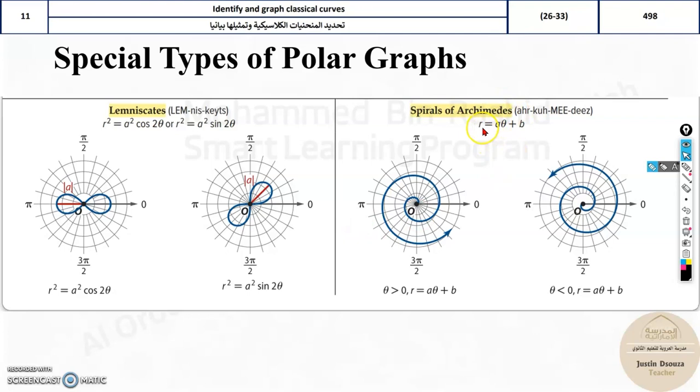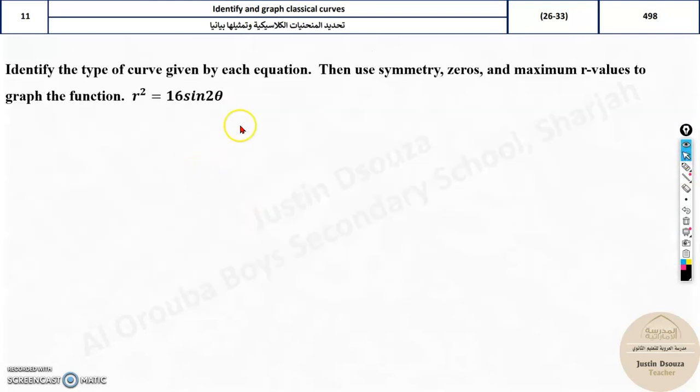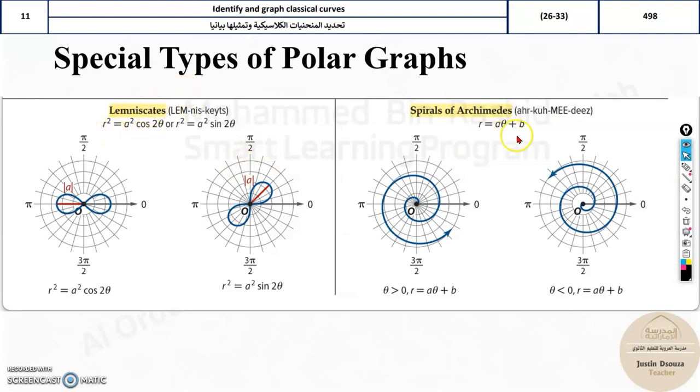Now this standard form is r equals a theta plus b. Now this b can be any number 1, 2, or it may not even be given. So this is it. Whenever theta is greater than 0, it will go like this, and if it's less than 0, it will be going in the opposite direction altogether. After this, what we need to do is realize all these standard forms.